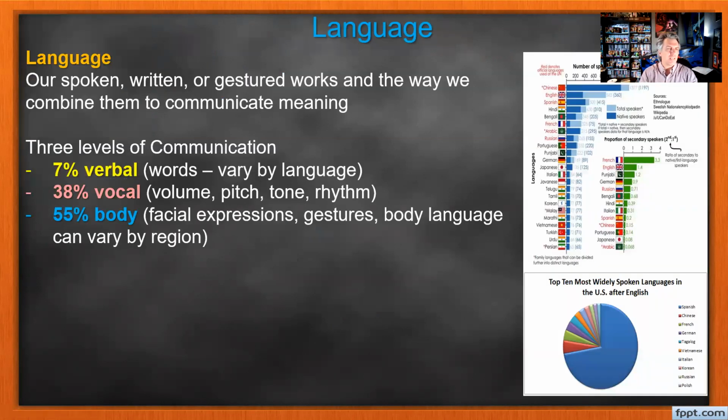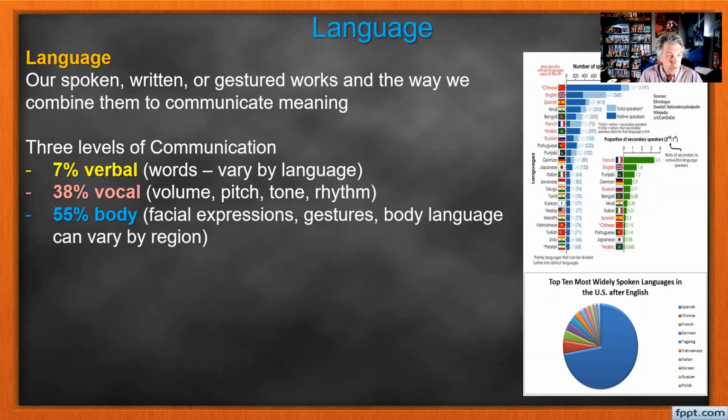So when we talk about language, we'll talk about our spoken, written, gestured words, and the way that we combine them to communicate meaning. And we've mentioned this before, but let me say it again. There's 3 levels of communication when it comes to language. 7% of our language is verbal. It is the actual words that I say. 38% of it approximately is vocal. So it's the volume, the pitch, the tone, the rhythm. 55% is body. It's the facial expressions, gesture, body language.